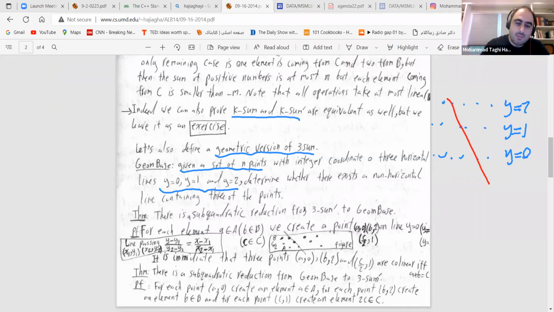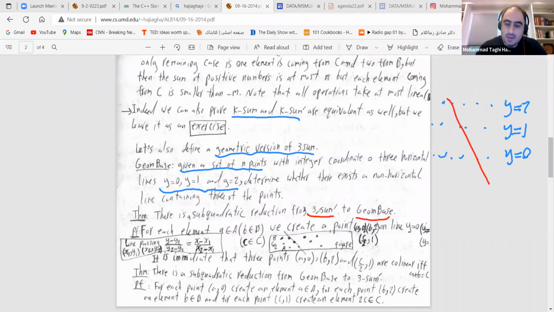So there is a subcubic reduction from 3SUM prime to GeomBase. What's the meaning of that? It means that we should be able to solve 3SUM prime using GeomBase. How can we do that?